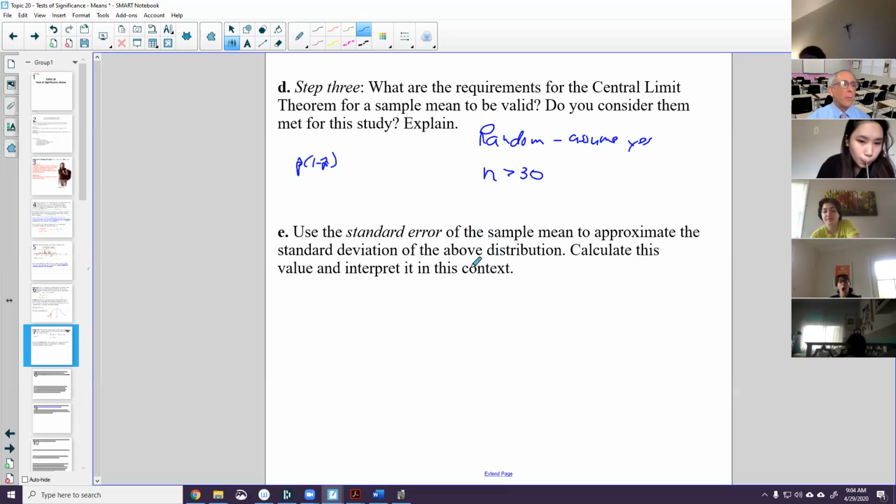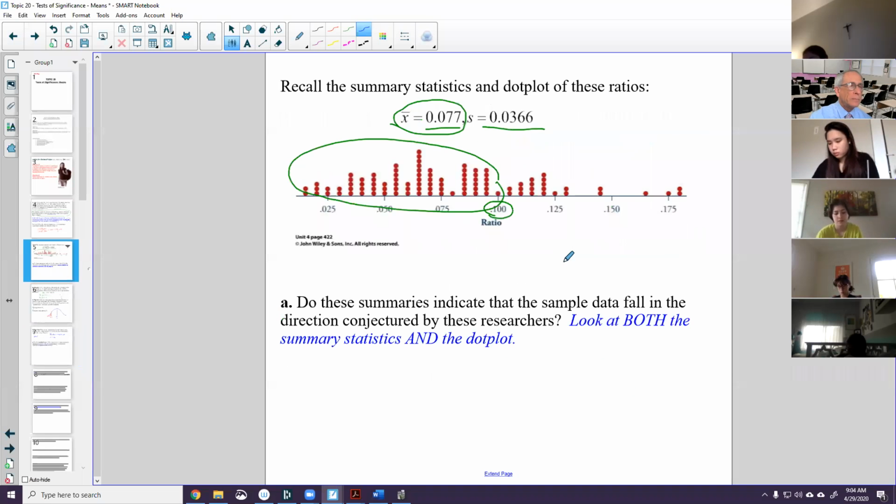So we need to calculate the standard error of the sample mean to approximate the standard deviation of this distribution. So let's go back to our data right here. There's our data. Our n is 100. So go ahead, do a calculation and tell me what the standard error is for this distribution.